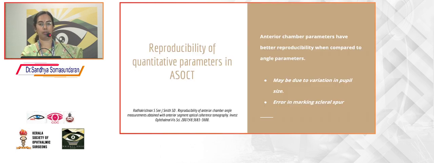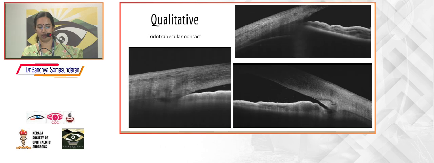Now, reproducibility of quantitative parameters. Why are these quantitative parameters not used nowadays? Because of these reasons: maybe due to variation in the pupil size and also error in marking the scleral spur, because all the quantitative parameters are based on identification of the scleral spur. So if you go wrong in marking the scleral spur, all your parameters will be wrong. But the anterior chamber parameters have better reproducibility, that is anterior chamber depth, width and volume. Qualitative parameters are more commonly used in ASOCT.